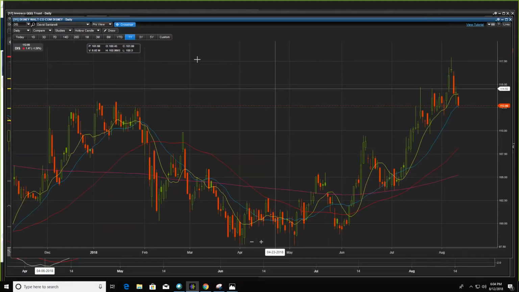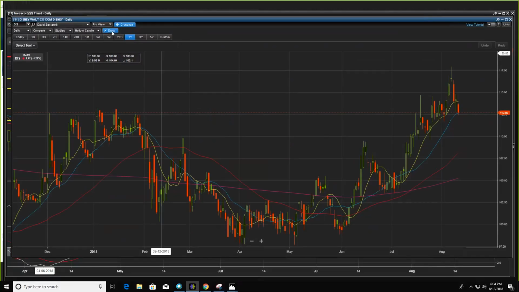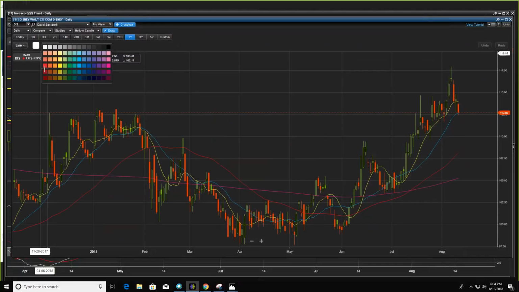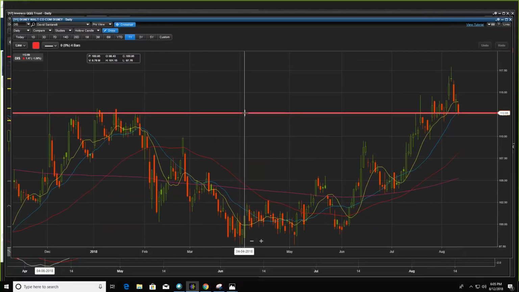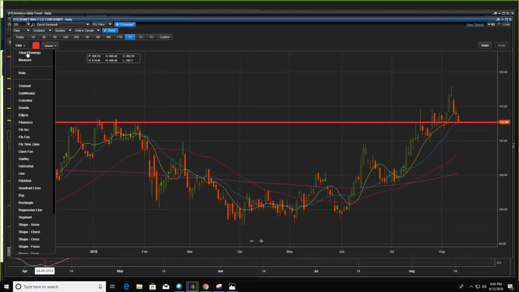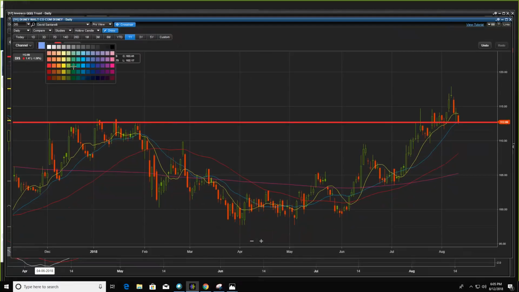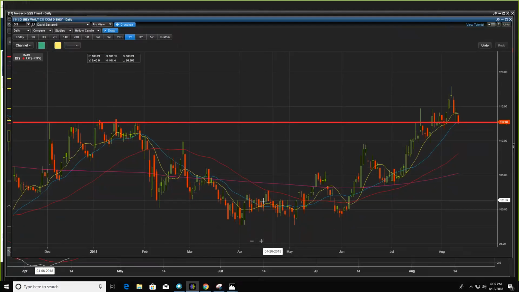All right, so next thing we want to do is put our support areas. So we could draw that, put a line up. Usually I make the support areas red and the resistance green. So as you can see, we have support right around where the stock's at now. And also, if we want, we could draw a channel. And you could draw a trend line on a channel here.